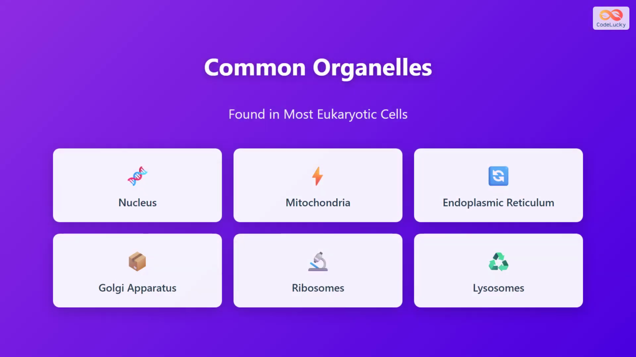Most eukaryotic cells contain the same set of essential organelles. The nucleus stores genetic information and controls cell activities. Mitochondria generate energy for the cell through cellular respiration. The endoplasmic reticulum is a network of membranes involved in protein and lipid synthesis. The Golgi apparatus packages and distributes proteins. Ribosomes manufacture proteins using genetic instructions. Lysosomes break down waste materials and cellular debris. Together, these organelles work as a coordinated system to keep the cell functioning properly.